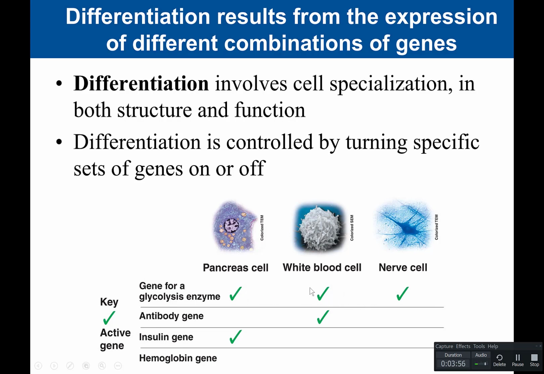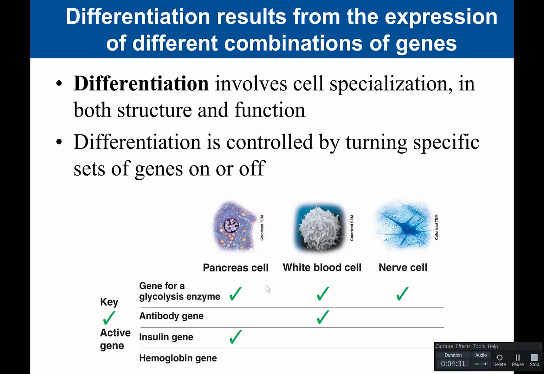Notice that all 3 are going to have a gene for a glycolysis enzyme because all of these cells are going to need to do respiration to make ATP. So you'll often hear these types of genes referred to as housekeeping genes, meaning that they're expressed all the time. Those are genes whose proteins are absolutely required, and therefore they're turned on all the time in all the cells.